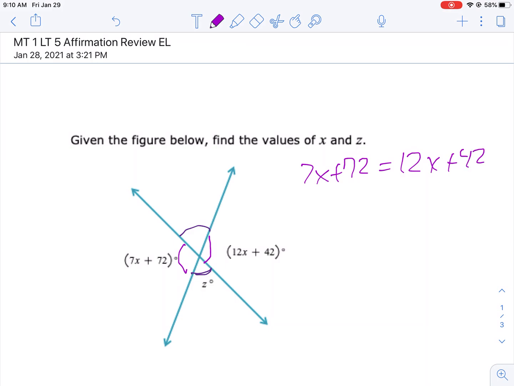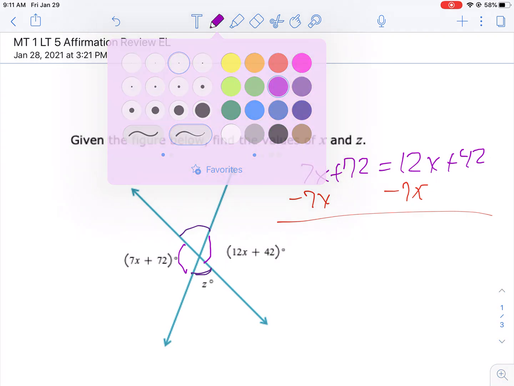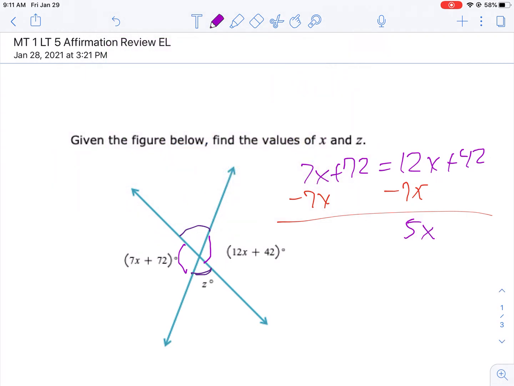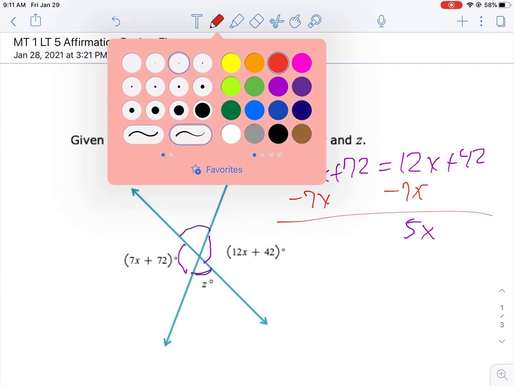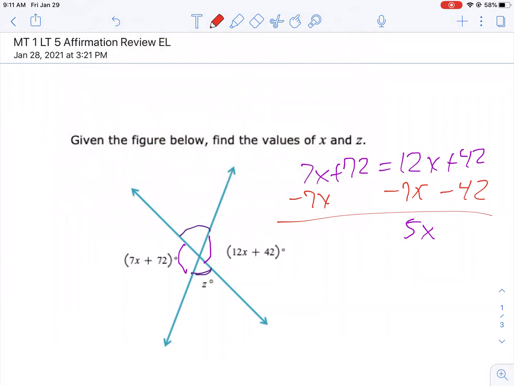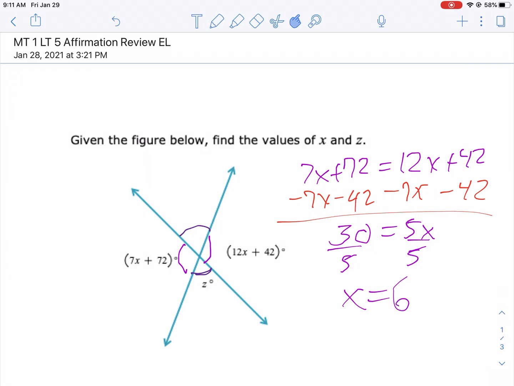I always like to move the smaller x because I don't want to work with negatives, so I'll move the 7x to both sides. So then we get 5x. And then I'll move the 42 to the other side by doing the inverse operation. And we get 30. And then we divide by 5. And x equals 6. That's what they asked for.